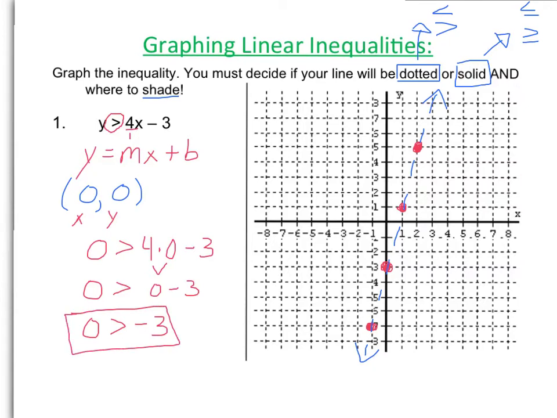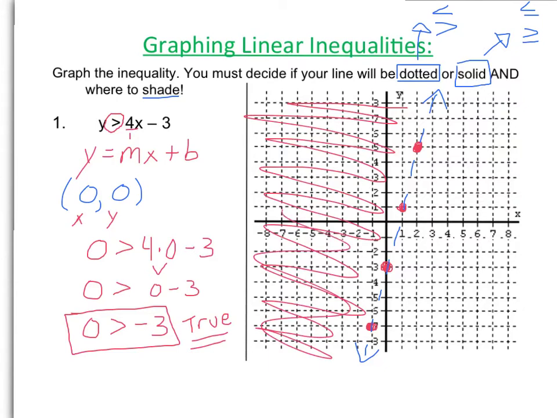And we have to ask ourselves, is that a true statement or a false statement? 0 is bigger than -3. That's true. And since it's a true statement, what that tells us is this point right here, 0, 0, is a solution to this inequality. And we always want to be shading on the side where the solutions exist. So in this case, we're going to be shading to the left of the line. Okay, so dotted line and shading to the left. So this would be the graph of the inequality y is greater than 4x minus 3.